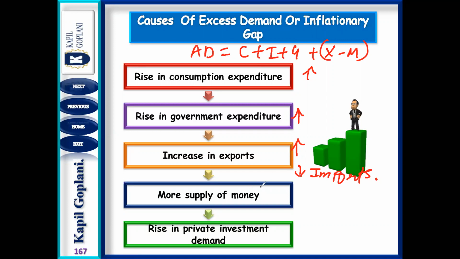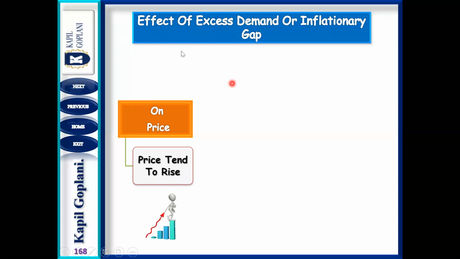Okay, then there is more supply of money in the market and ultimately rise in the private investment, as you can see, that is high. So these are the factors which are responsible for the causes of inflation. Now, what is the effect of demand on the price? First of all, as I already told you, that price has increased. That is the first effect of inflation.